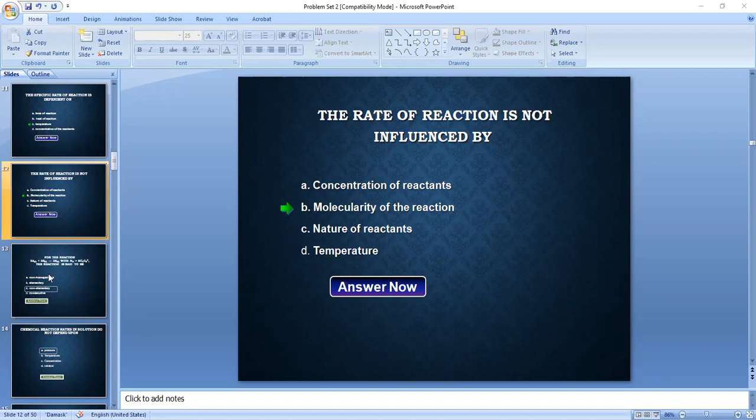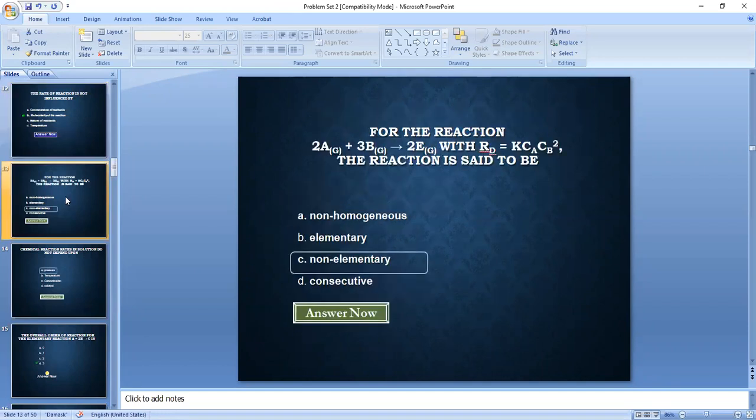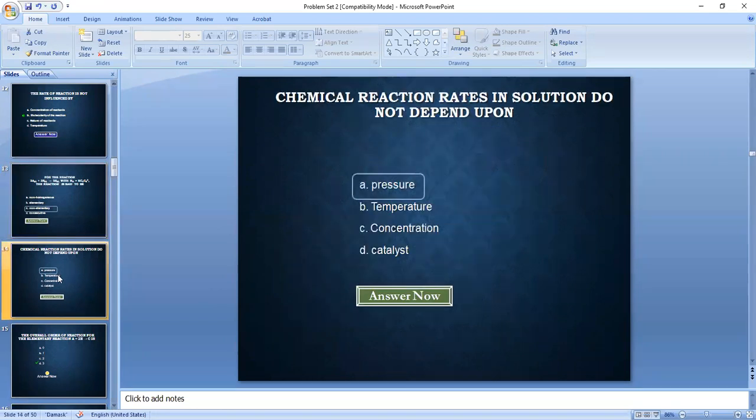Now, next, we will have the next one. Slide 13. For the reaction 2A plus 3B forming 2E, the rate is equal to K C sub A C sub B squared. The reaction is said to be non-elementary. So there is no connection between the rate law and the stoichiometric equation. That non-correlation is telling you that the given reaction is non-elementary.